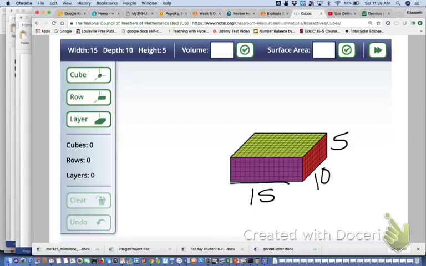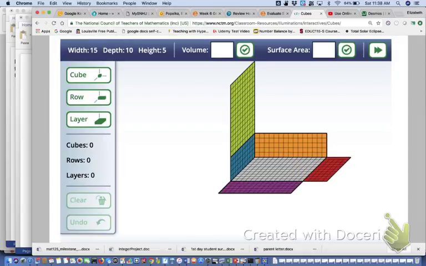And I'm going to do volume first because that has a tendency to be the one that's a little bit easier. So I'm going to tap on the box and open it up here. When you are finding the volume of a shape, you're trying to figure out how much space is on the inside. So in other words, if I were going to take this box and fill it up with cubes, and I'm going to do that by hitting this little cube button here. So see, I'm filling it up with cubes right now.